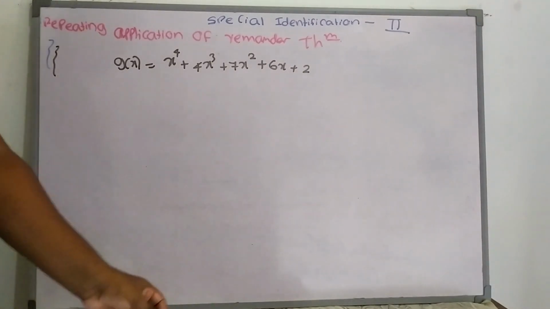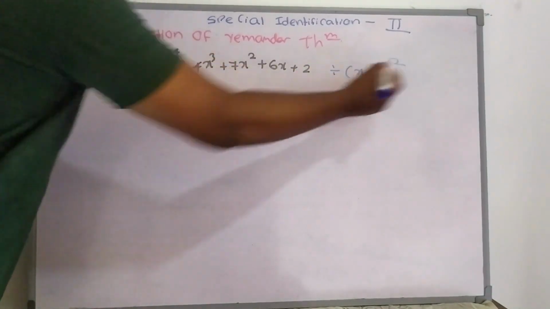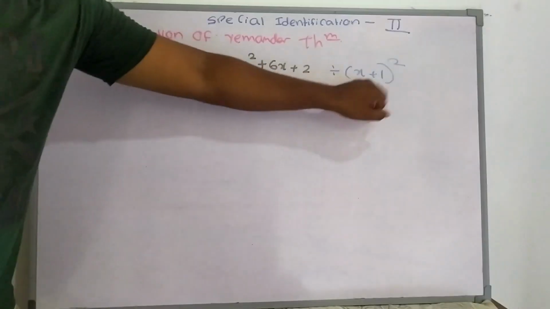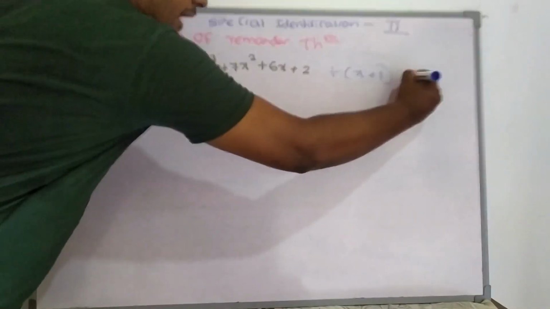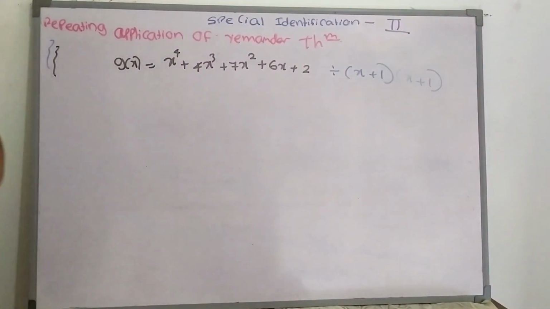Okay, so repeatedly means you have to divide it by (x plus 1) whole squared. Whole squared means I derive it into (x plus 1) and (x plus 1). Okay.